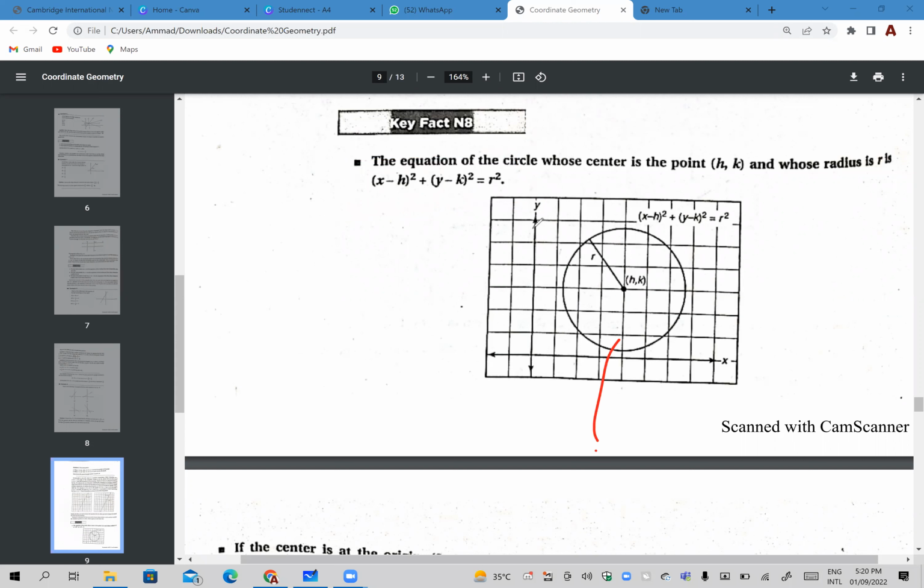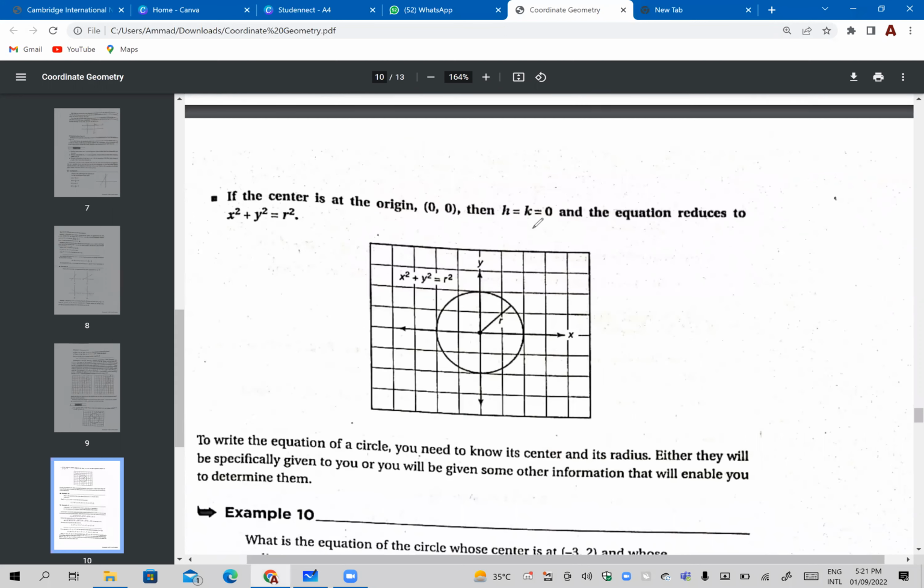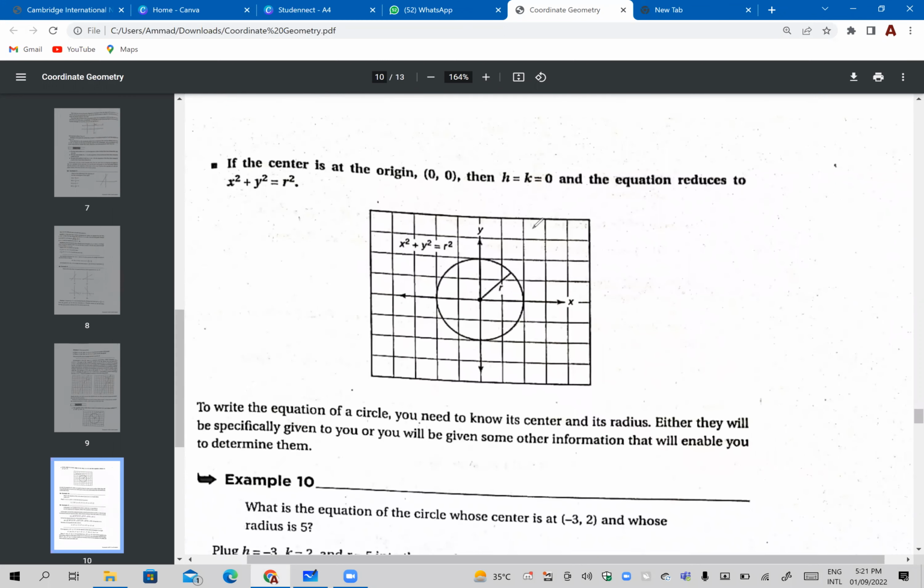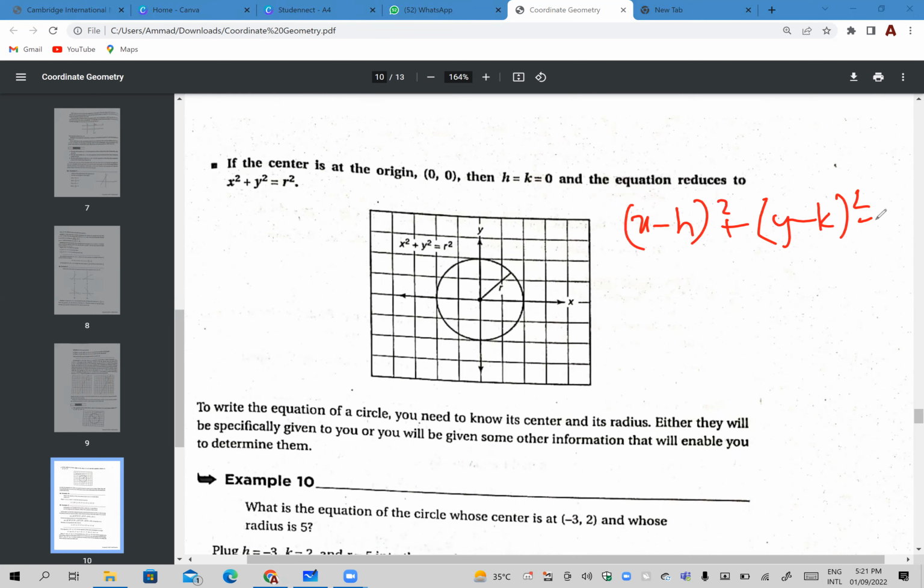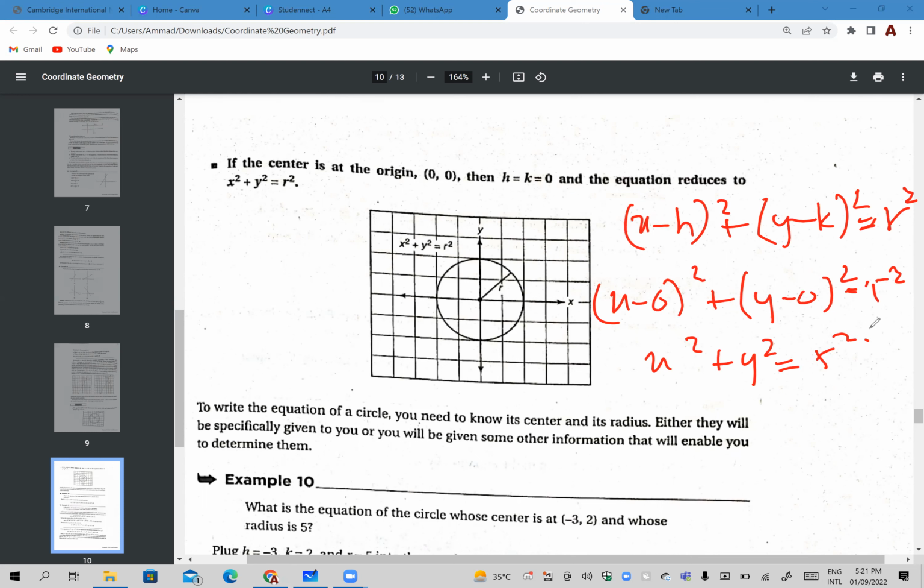Okay, if the center is 0, the equation will simplify. x minus h whole square plus y minus k whole square is equal to r square. Center is 0, so x minus 0 square plus y minus 0 square is equal to r square. X square plus y square is equal to r square. All right, this is only true if the center is 0, or the circle is made at the origin. Center is the origin of the circle.